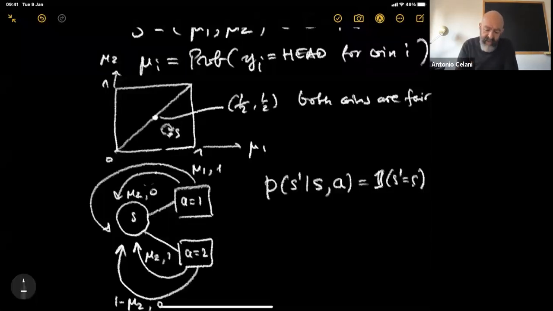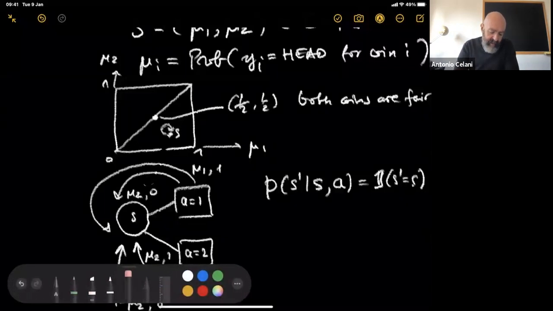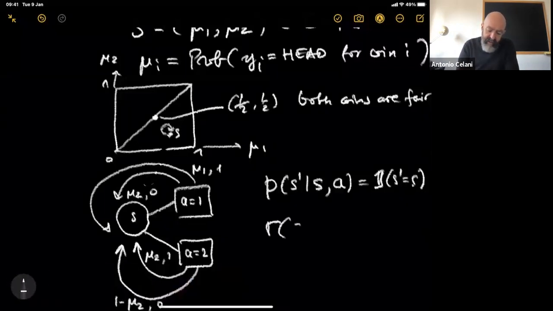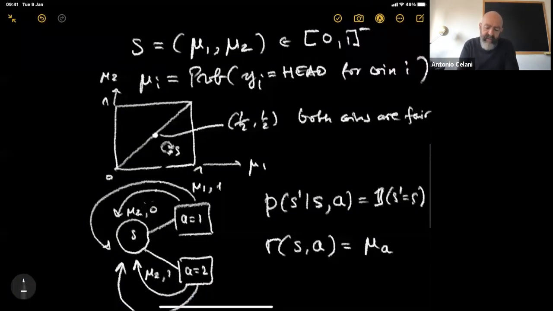So what are the rewards? Well, we just said that. What is the reward for taking action A from state S? Well, this is just mu of A. Okay, so because the state is just this pair here, mu one, mu two, which you're seeing up here. And if I take action one and I win, I get a reward one on average with probability mu of the corresponding action. Is it clear so far? Okay.